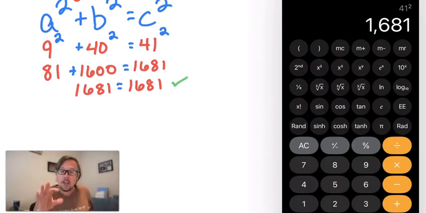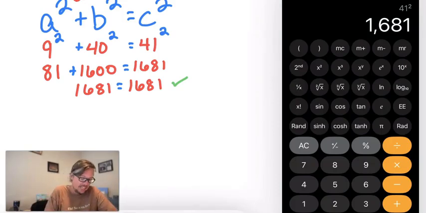What this means is those three side lengths that we were given, 9, 40, and 41, those do work with the Pythagorean theorem. And the converse of the Pythagorean theorem says if our three sides work with the Pythagorean theorem, it is a right triangle.